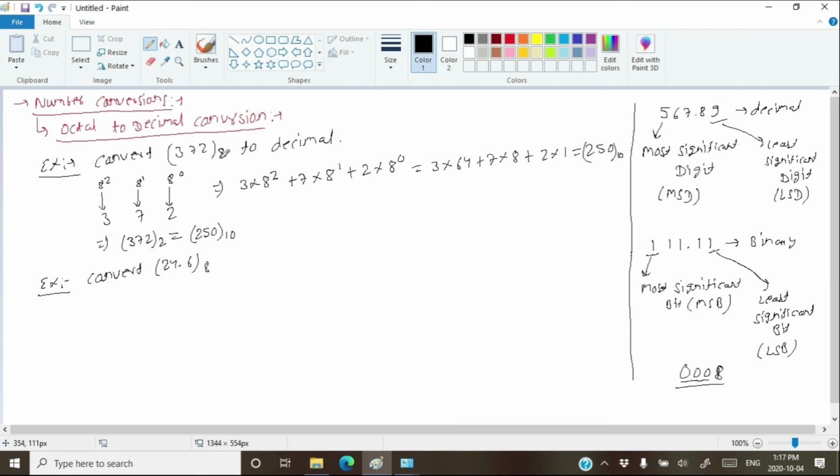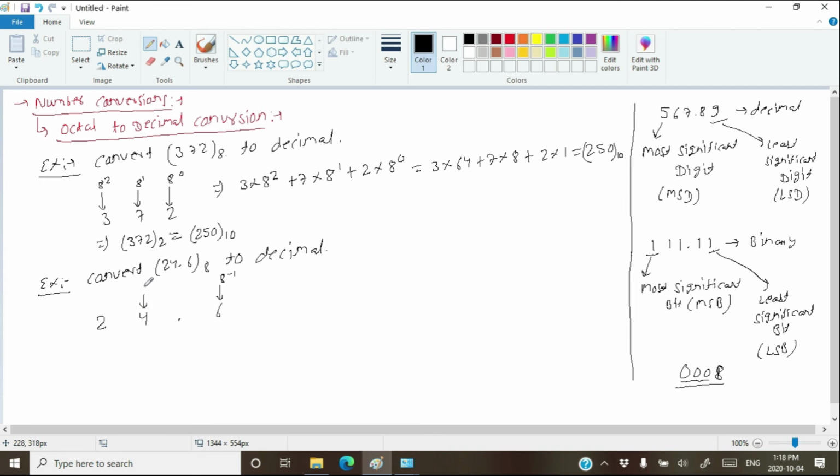Oh, here I should not write 2 because this number was in octal, and I have to convert it in decimal. So now let's convert 24.6 in octal to decimal. So right here, 24.6. 8 to the power minus 1 is the weight of 6, because this number appears in the fractional part and the weights to the fractional parts are assigned from right to left starting from base to the power minus 1 onwards.